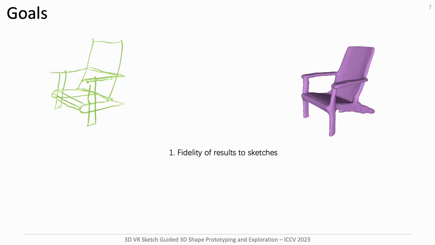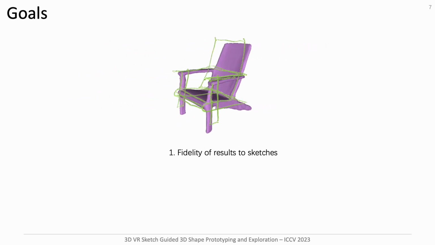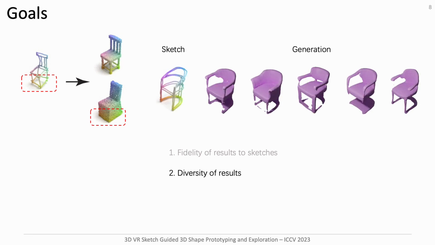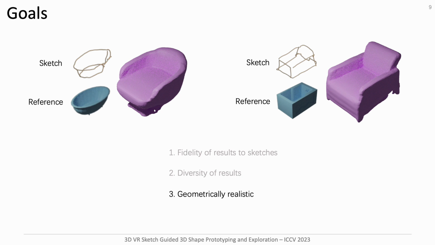Our first goal is the fidelity to the input sketch, which means the generated shapes should follow the overall structure of a quick VR sketch. Considering the sparsity of VR sketches, a single 3D shape may not match the user's intention. Therefore, we advocate for generating multiple shape variations that closely resemble the input sketch. Finally, the results should be geometrically valid. Even when presented with a desktop sketch as input, our method is capable of generating valid chair shapes.